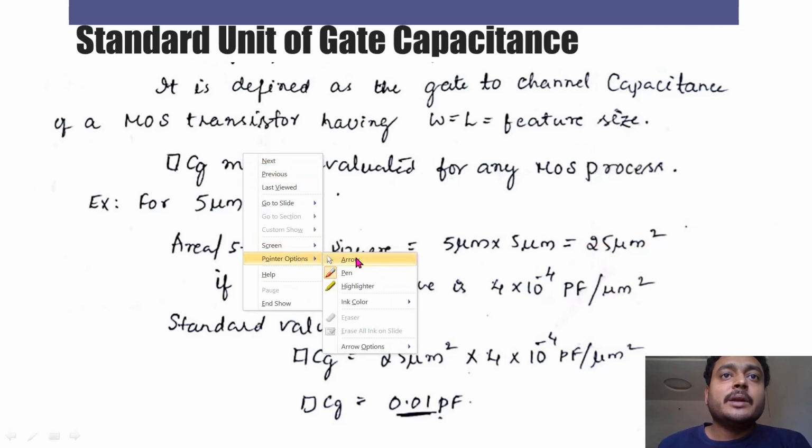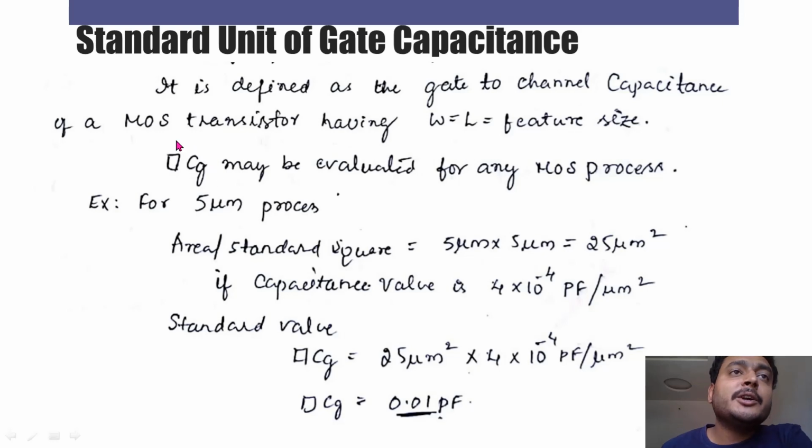This we can calculate for 5 micrometer. It is denoted by this symbol, square of Cg. So for a 5 micrometer process, we can calculate the area per standard square as 5 micrometer into 5 micrometer, which equals 25 micrometer square.